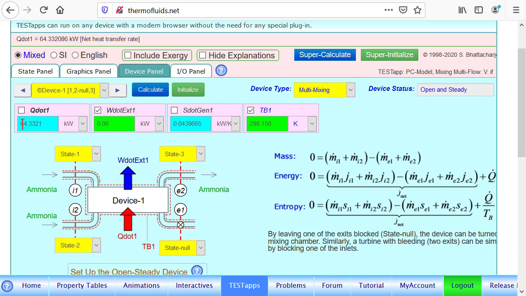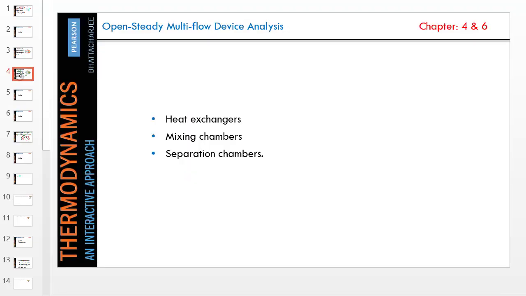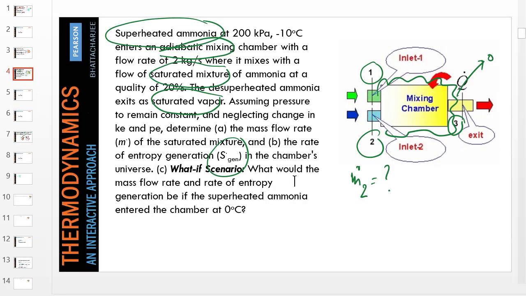So anyways, the what-if scenario is quite easy in this particular problem. Go to state 1, and the problem asks what the mass flow rate would be if the superheated ammonia entered at 0 degrees Celsius. So all we have to do is change the temperature from -10 to 0 degrees Celsius, and we do a super calculate, and we are done.